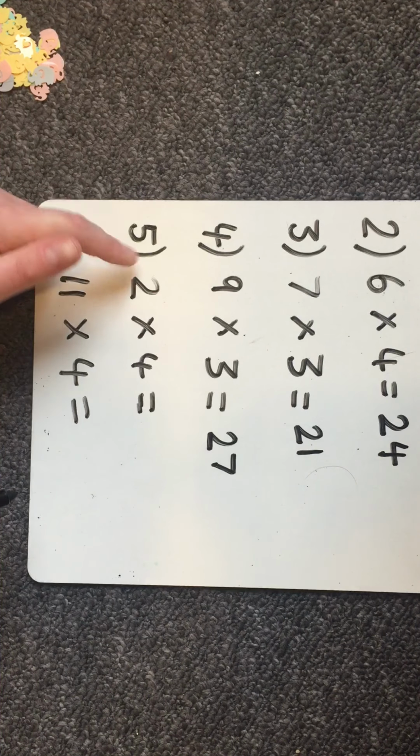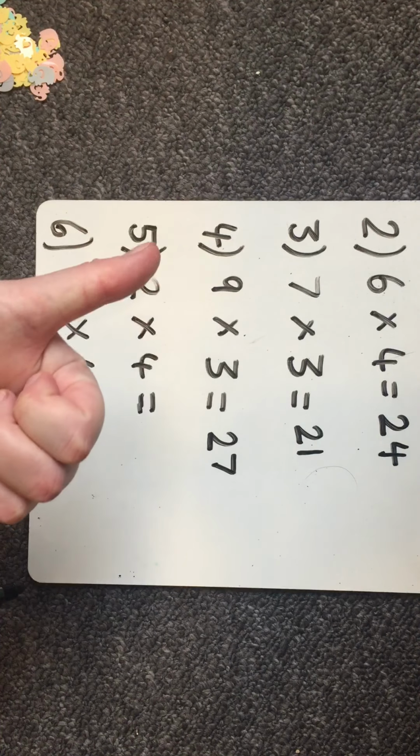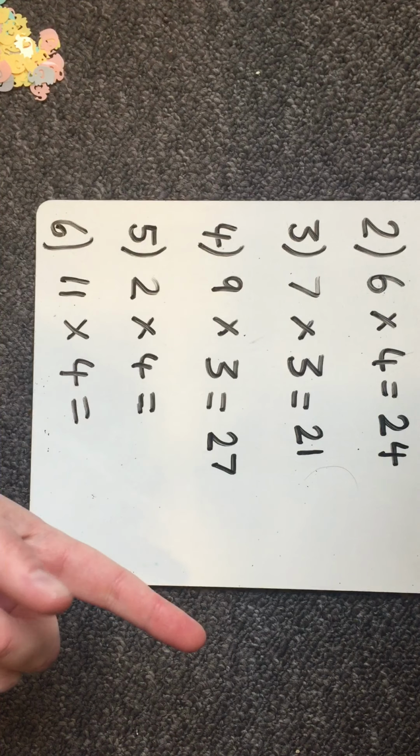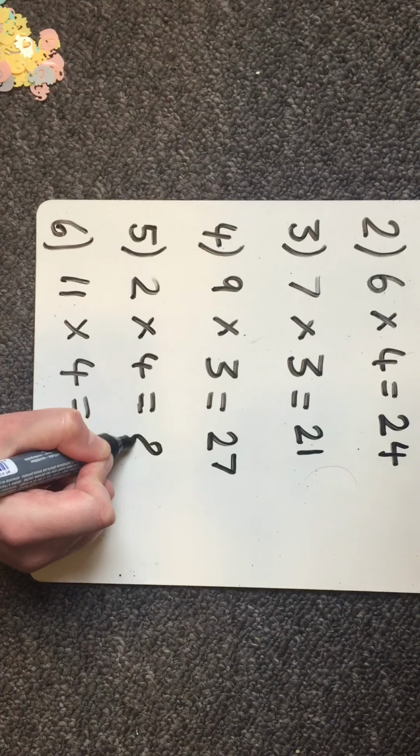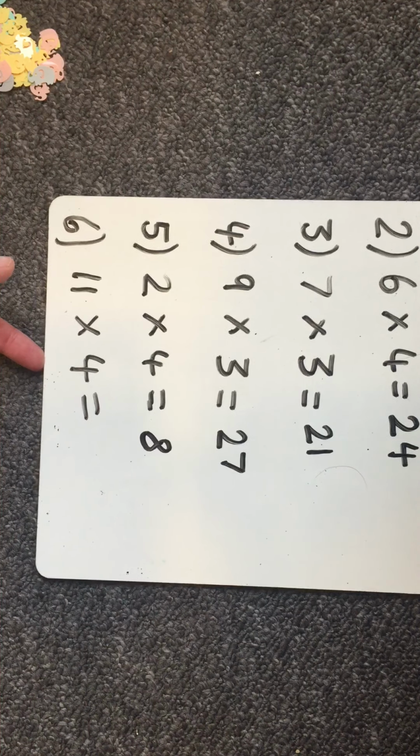2 times 4, how many fingers up? 2 lines of counting 4s, 4, 8. And the last one, 11 times 4.